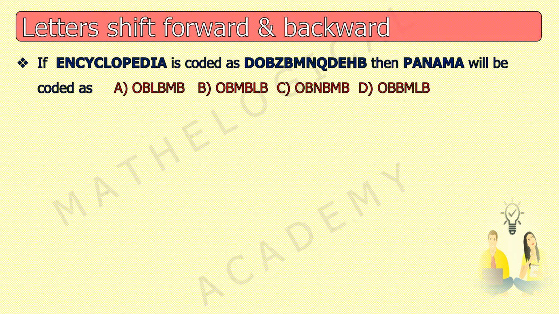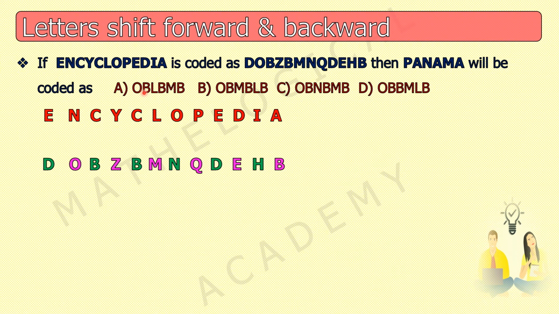Similarly, there can be a pattern where letters are shifted backwards. Here we are going to have a look at the pattern where letters are shifted both forward and backward, all happening in one word only. So we'll see the question. If ENCYCLOPEDIA is coded as DOBZB, MN, QD, EHB, then PANAMA will be coded as? So write ENCYCLOPEDIA and the code below it.